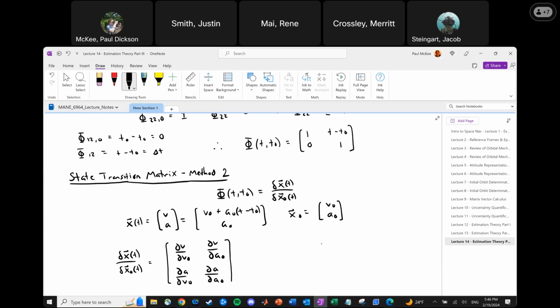Reminds me of those Punnett squares from biology, right? Gregor Mendel working on P's.